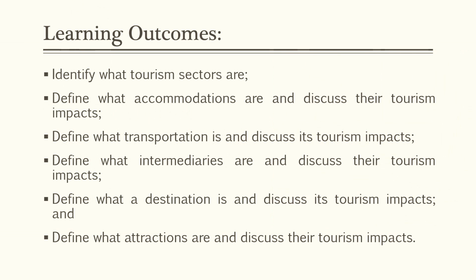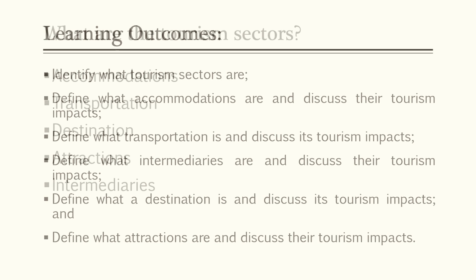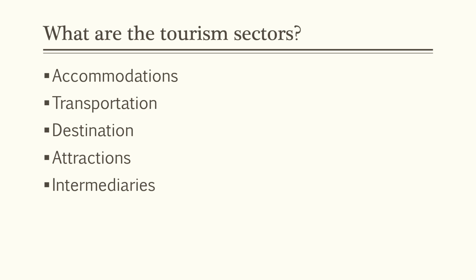At the end of this lesson, you should be able to identify what tourism sectors are, define what accommodations are and discuss their tourism impacts, define what transportation is and discuss its tourism impacts, define what intermediaries are and discuss their tourism impacts, define what a destination is and discuss its tourism impacts, and define what attractions are and discuss their tourism impacts. So what are the tourism sectors?